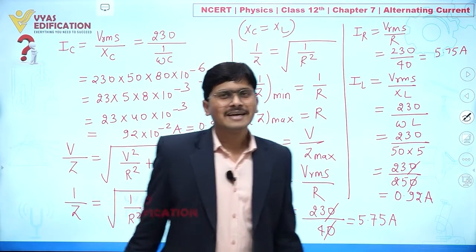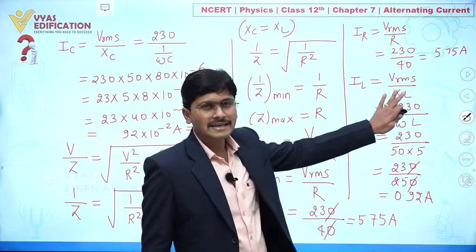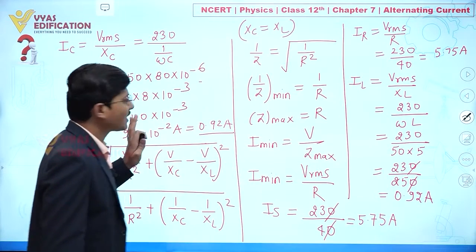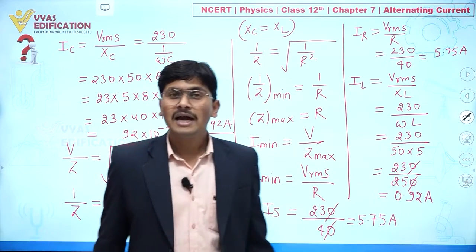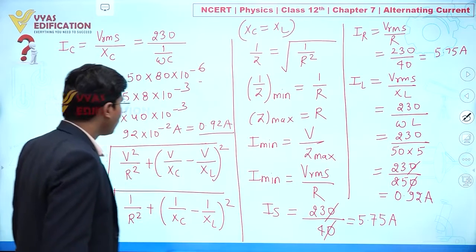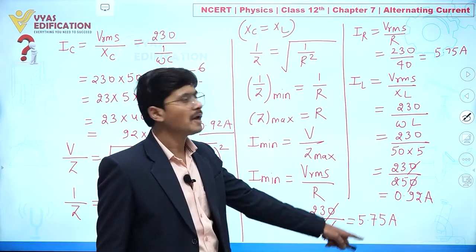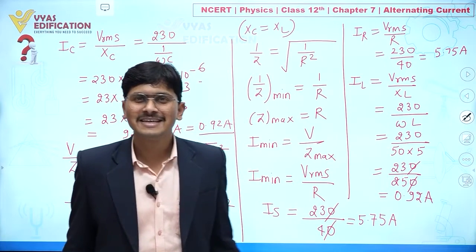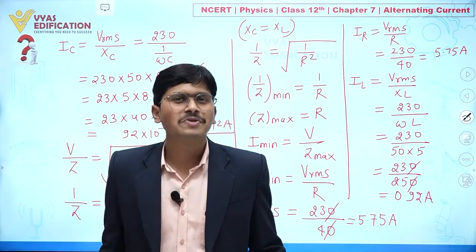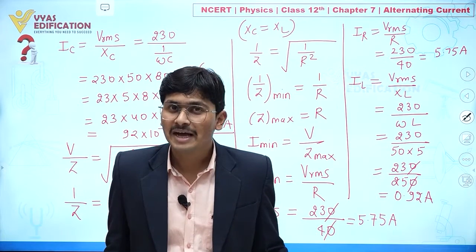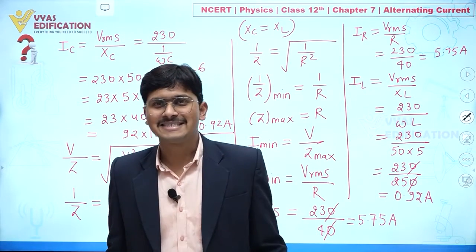Now you can see the current flowing in an inductor and the current flowing in a capacitor is the same, and we are also getting the value of net current, 5.75, which is the same as the current that is flowing in the resistor. It means we cannot apply IS equal to IR plus IL plus IC.